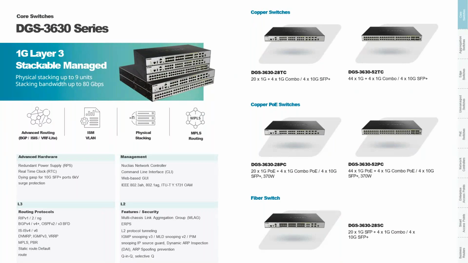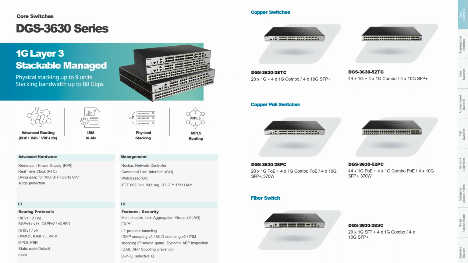Yeah, the DGS 3630 range are 1 gigabit layer 3 stackable managed products. You can stack, depending on the variant, up to about 9 switches. We've got non-PoE and PoE options within the range, and these will sit in the core of the network and quite happily be the heart of any network out there. So these will be the beating heart of a network, and deliver that full feature set across your entire network.